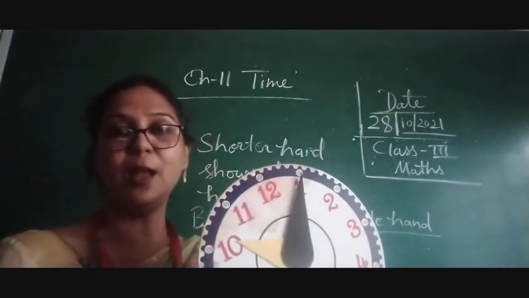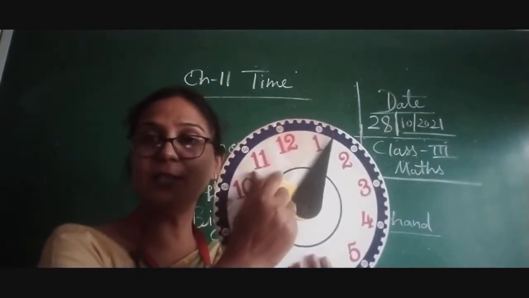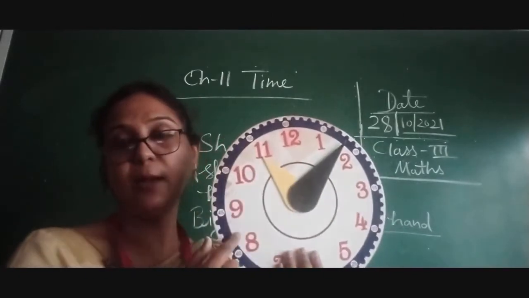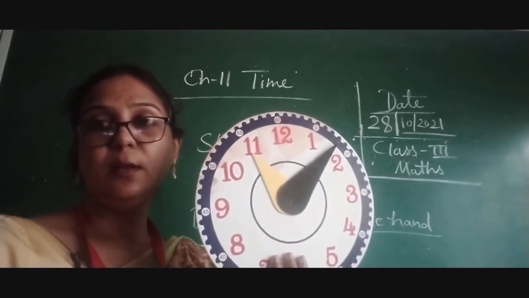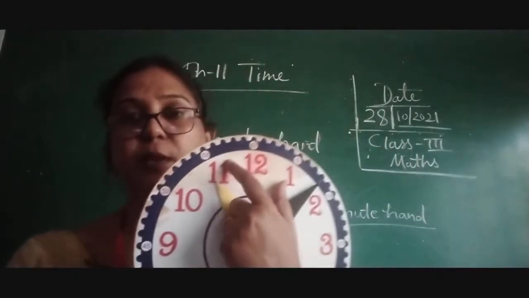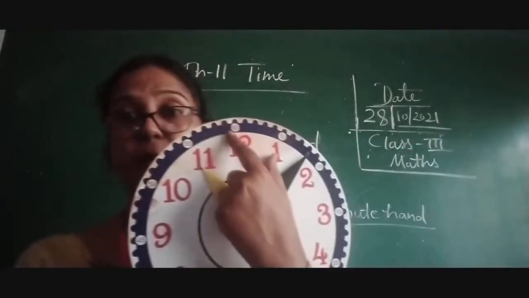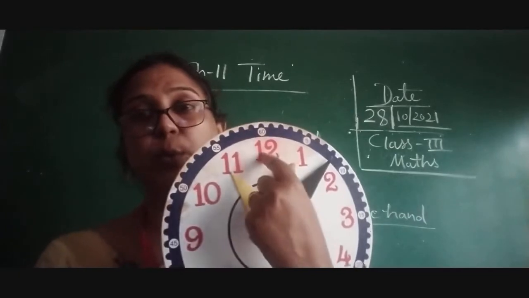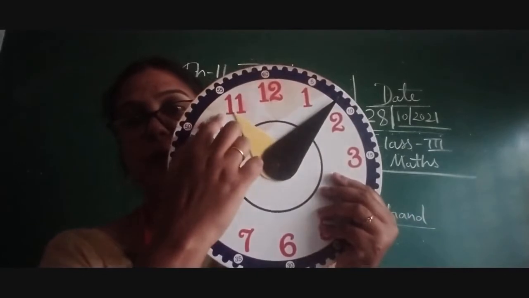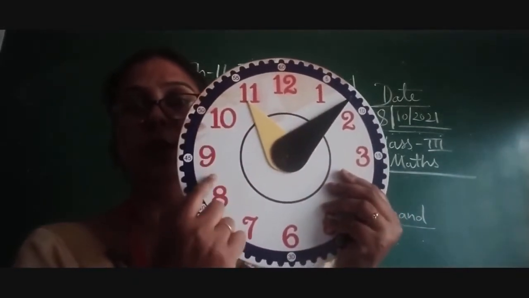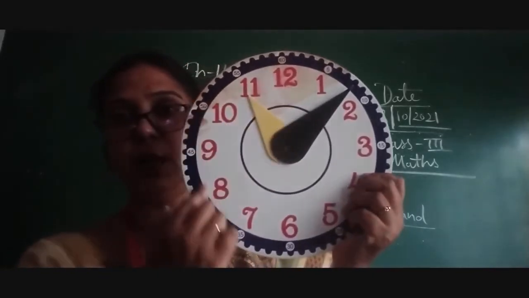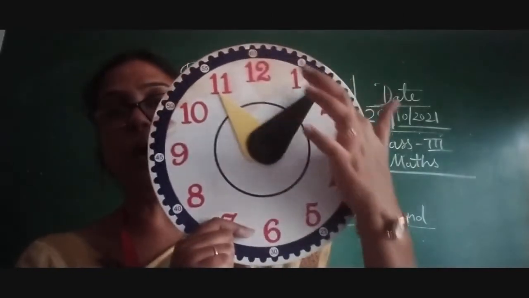Now children, as I have already discussed, the whole clock is divided into 12 equal parts. There are 5 equal subdivisions in between. There are 5 lines, so in between there are 5 minutes. If we count it, 5, 10, 15, 20, 25, 30. So the half part is 30 minutes, and here the other half part is 30 minutes.